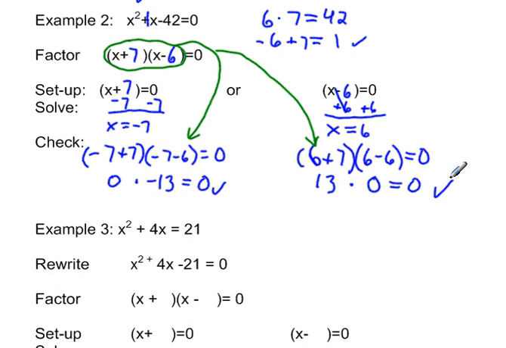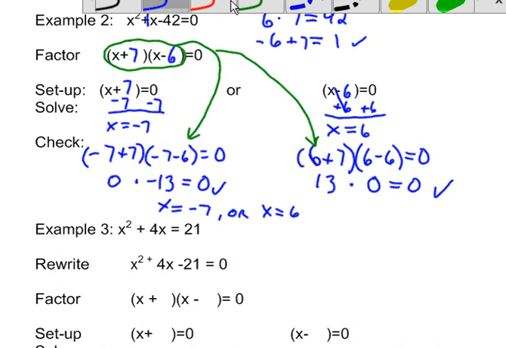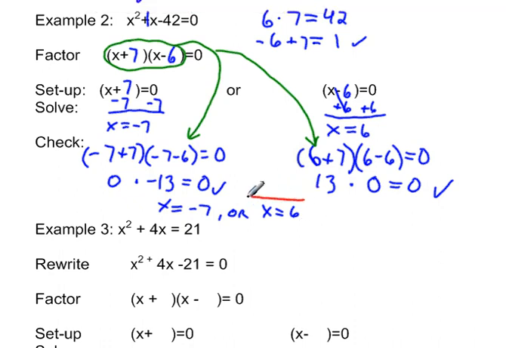So our answers are x equals -7, or x equals 6. And I'm just going to circle this here for clarification so that you know this is our final answer. Alright, very good. Let's move on down to example 3.